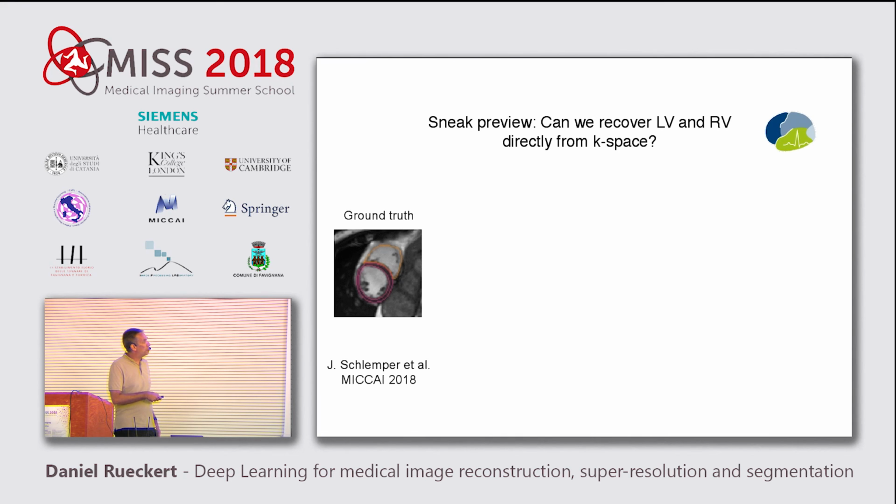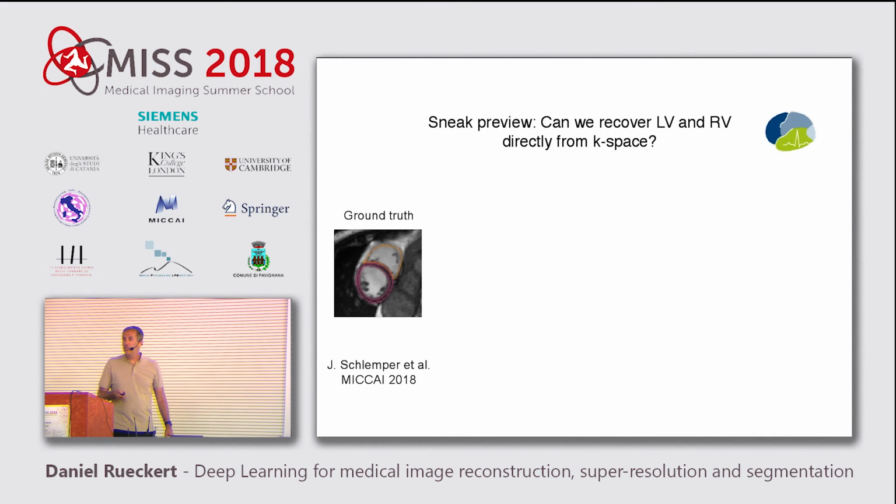image, from 20 lines of k-space, which is actually this raw data, from 10 lines of k-space, or even from 1 line of k-space? And it turns out, if you use temporal redundancy very well, you can even get from 1 line of k-space a pretty good idea of the segmentation of the heart.